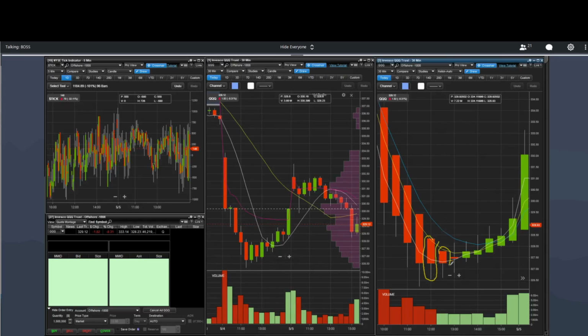You go inside again. You're almost inside. When the body gets really small, I call it another inside. You've got basically a wedge here, but you are flattening out. Then you get a green candle and a green candle. You get your 2-4-6 crossover right here.